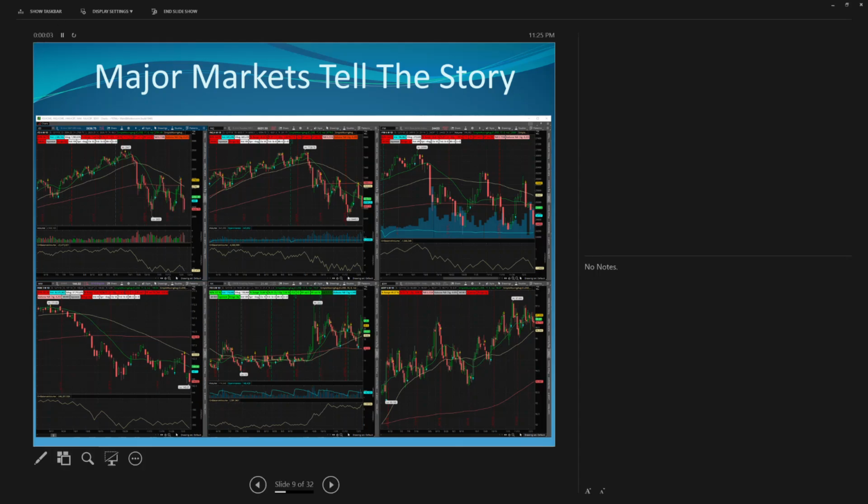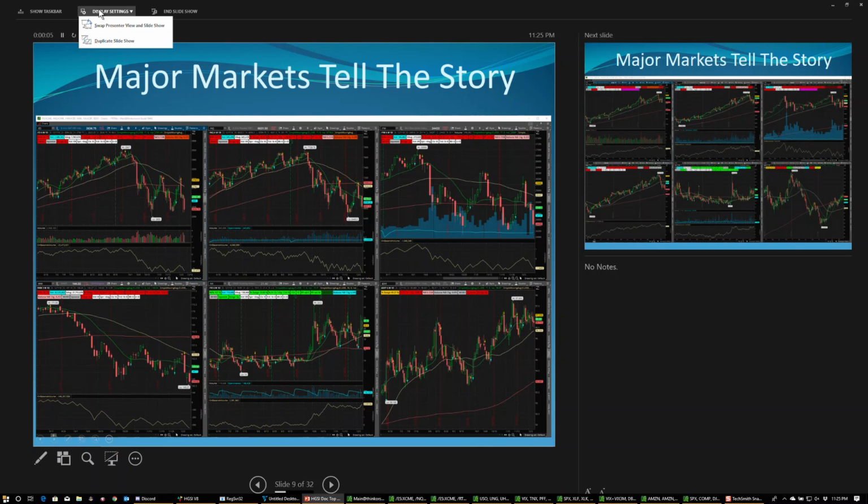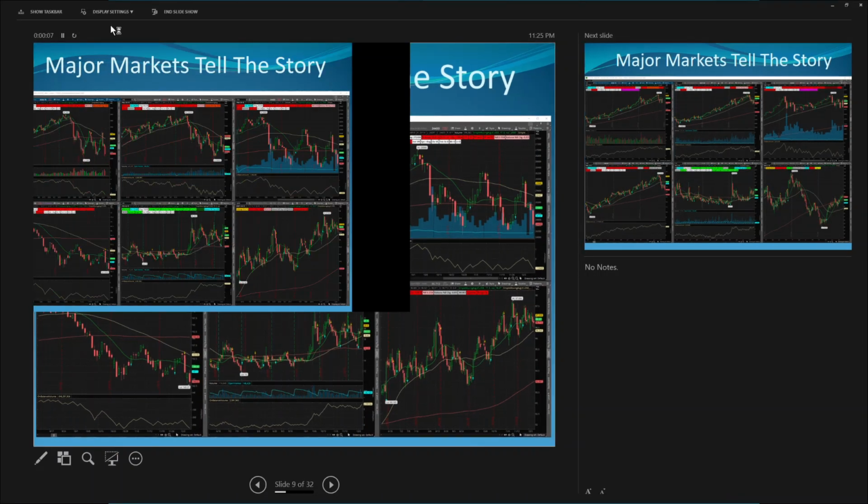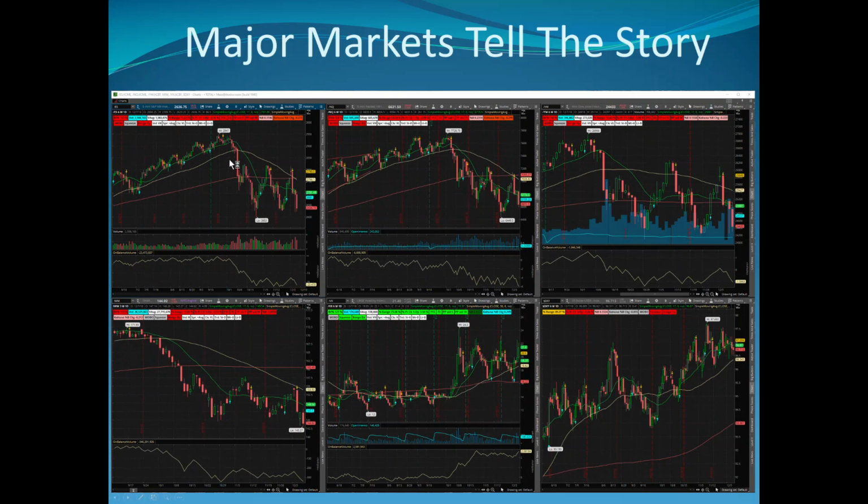All right, did this again. Display settings, swap presenter view. Oh, why is it doing that.